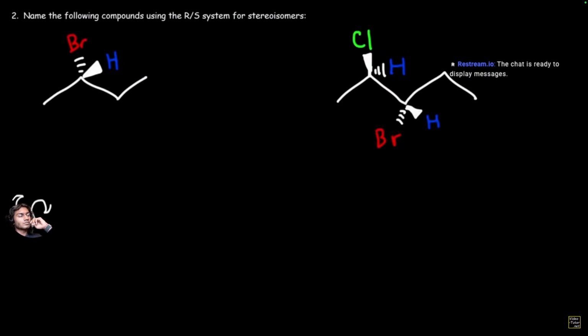Number 2, name the following compounds using the RS system for stereoisomers. So first, let's identify the chiral center. Let's focus on this carbon. That carbon has a bromine, a hydrogen, a methyl group, and an ethyl group. So it has 4 different groups, which makes it a chiral center.